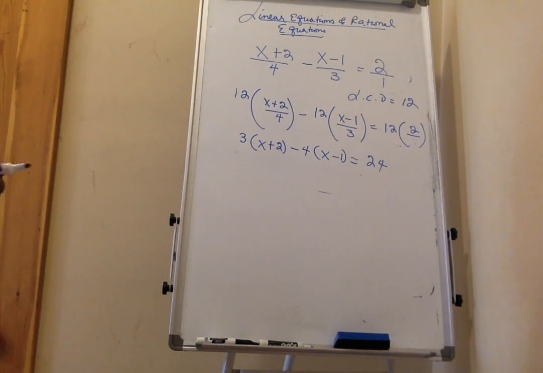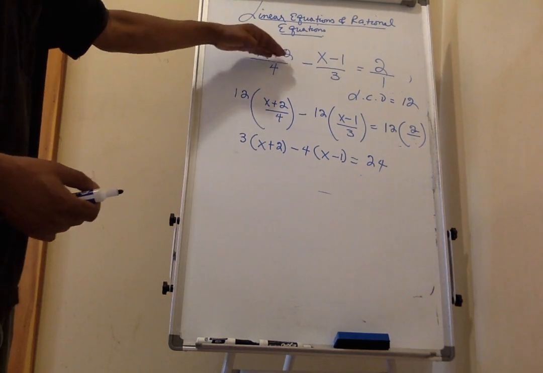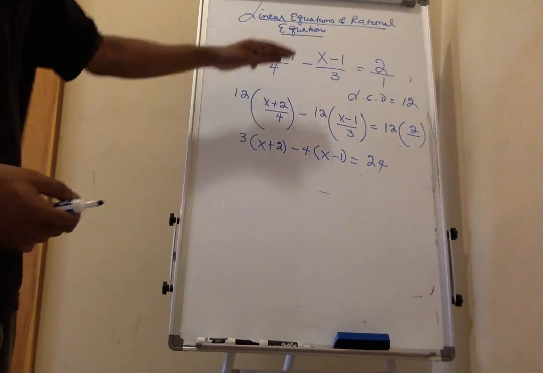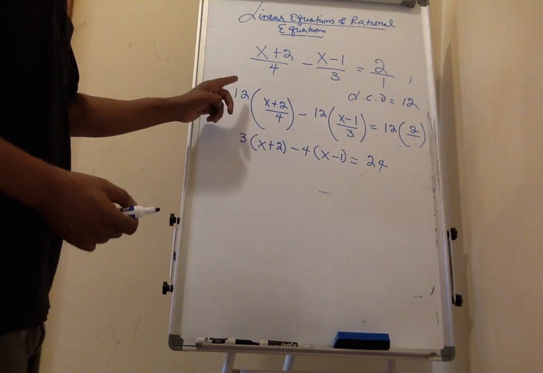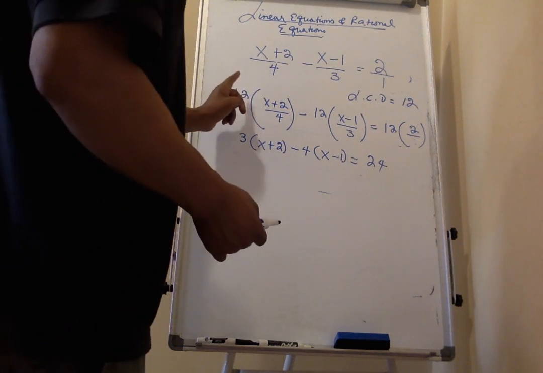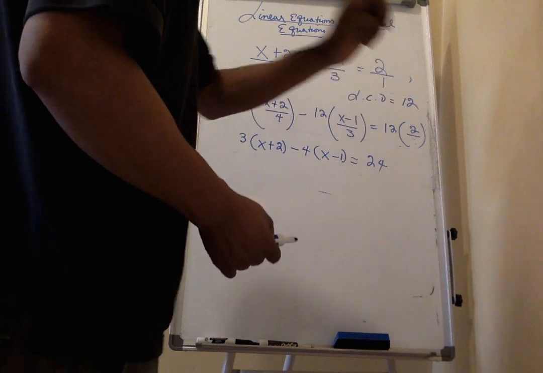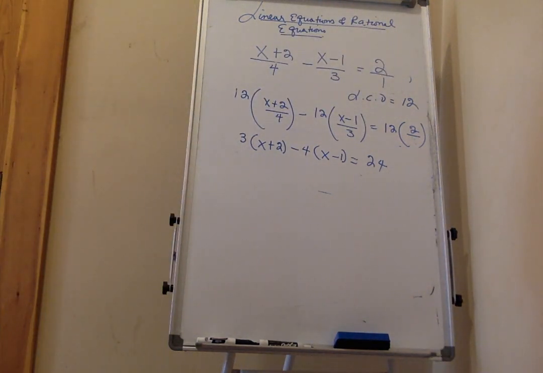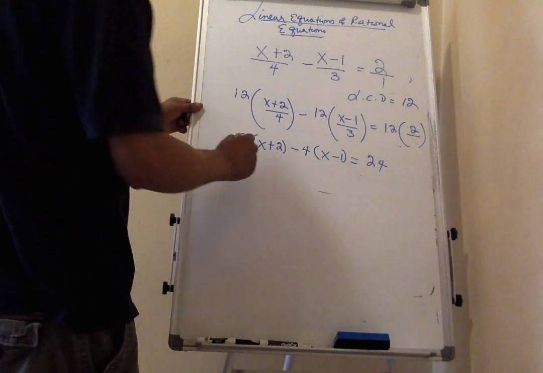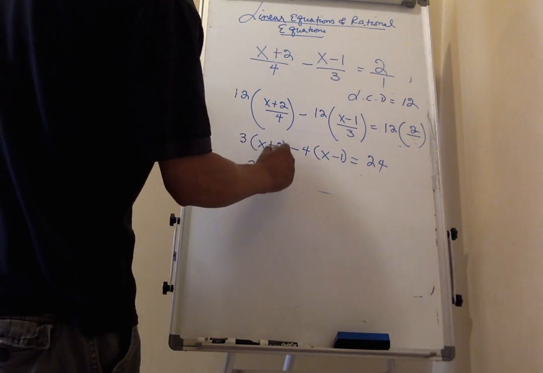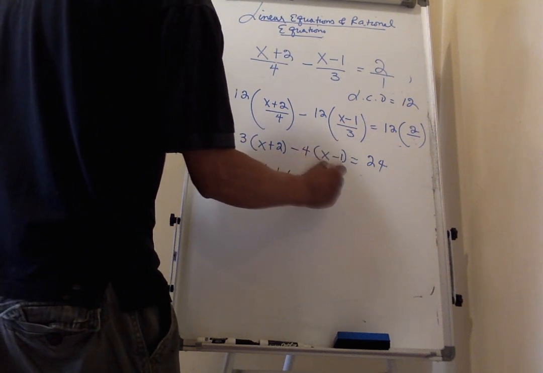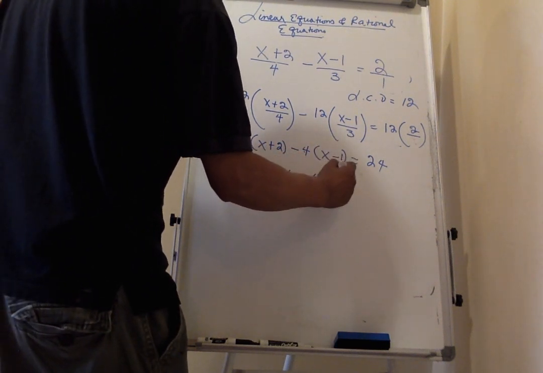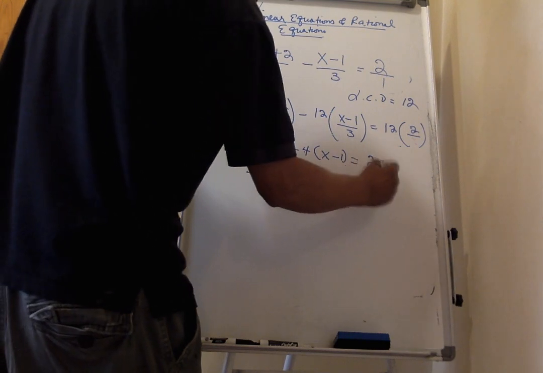This doesn't change the value that we have here. This and this are similar. In fact, it is the same equation. We brought a new item, but we multiplied that item with each term, so that means it didn't change its value. So let's go ahead and distribute this. So you have 3x plus 6, and then you have minus 4x, minus 4 times minus 1 is plus 4, which is equal to 24.